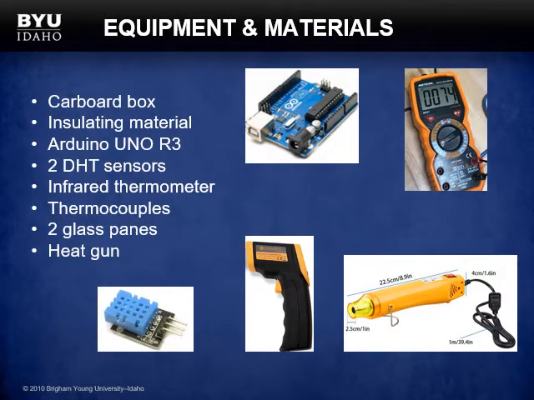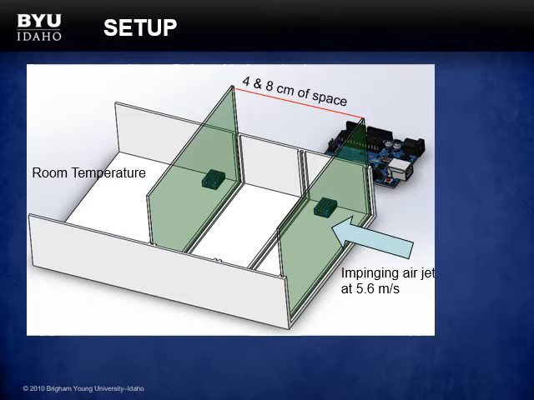To perform this experiment, we used the following equipment: a cardboard box, insulating material, an Arduino Uno R3, 2 DHT sensors, an infrared thermometer, thermocouples, 2 glass panes, and a heat gun. The cardboard was well insulated, and the glass panes were set up first at 4 centimeters distance from each other, and then 8 centimeters from each other. Then the heat gun blew hot air onto the front pane by an impinging air jet at 5.6 meters per second.